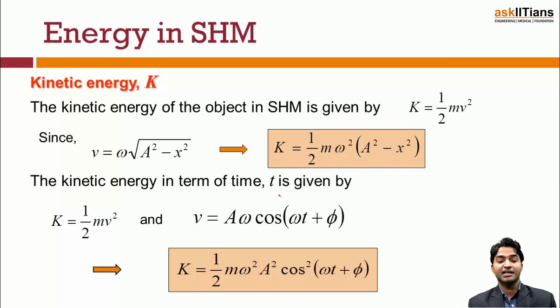The kinetic energy in terms of time t is given by K equal to 1 by 2 m v square, and v equal to a omega cos(omega t plus phi).